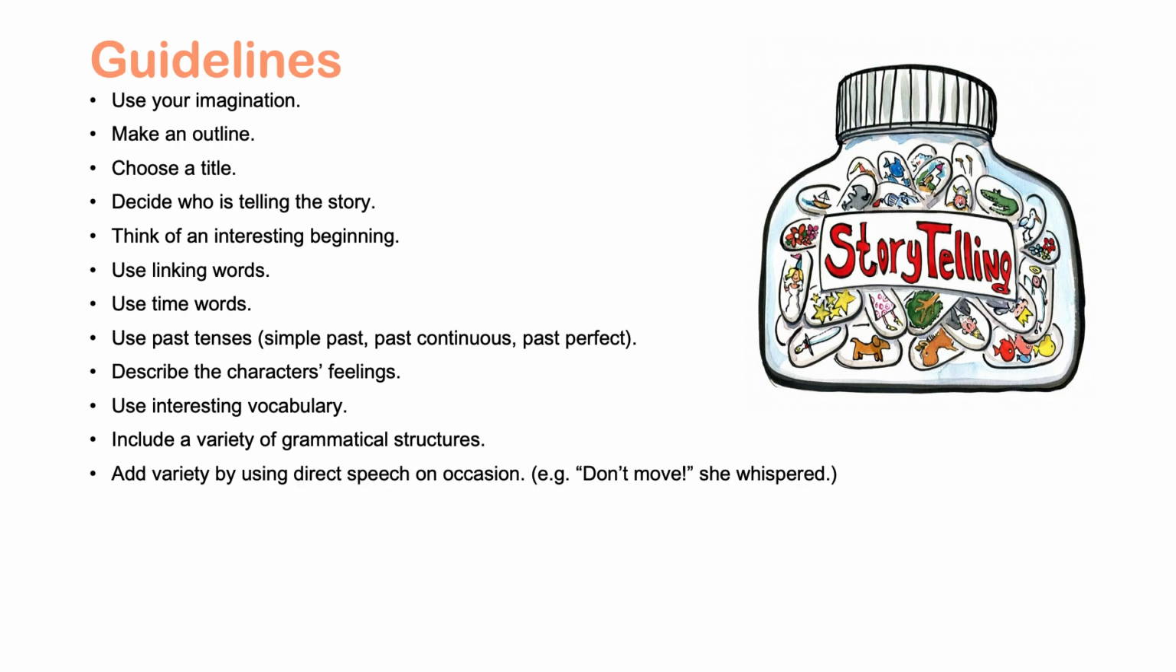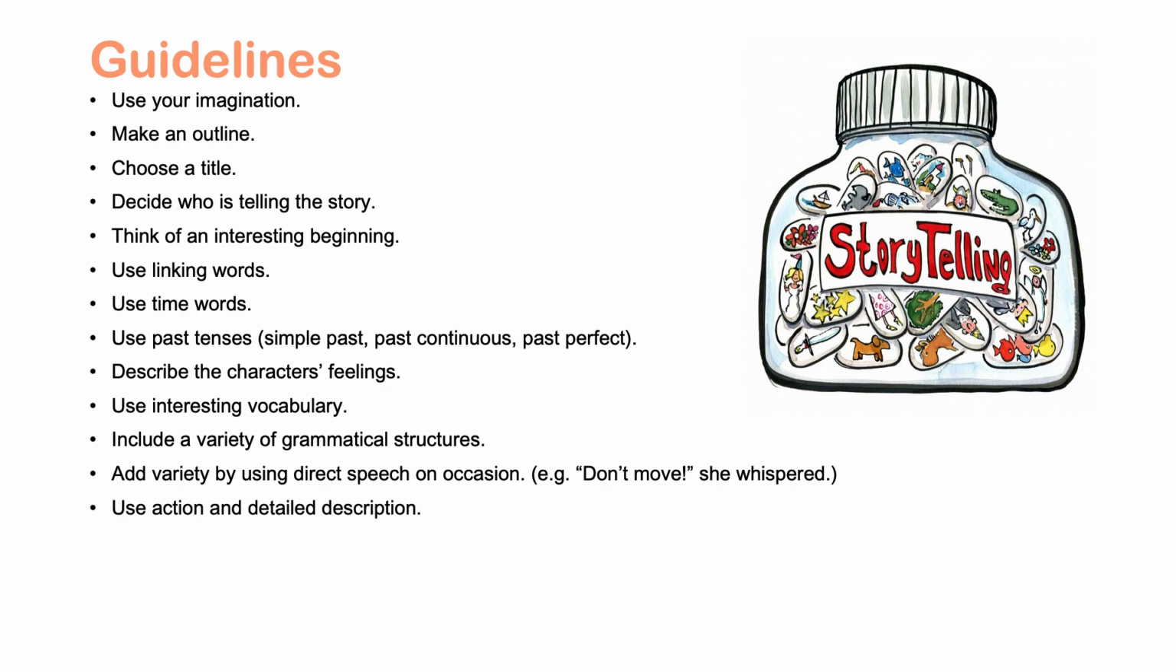Add variety by using direct speech on occasion. This consists of the spoken words inside quotation marks, followed by he said, or she shouted, she replied, etc. For example, you can write something like, "Don't move," she whispered. Use one or two sentences in direct speech to emphasize the most dramatic parts of your story.